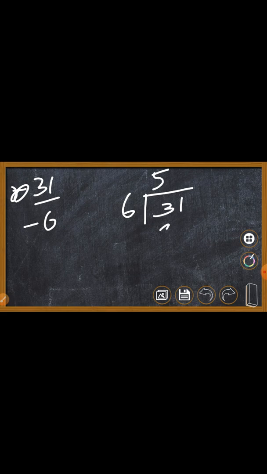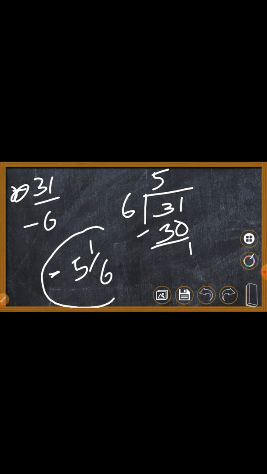So 6 5s are 30, what remains is 1. So the answer is 5 1 by 6, or -5 1 by 6 because there was a negative sign over here. So -5 1 by 6 lies between -5 and -6. Yes or no? Yes, so let's represent -5 1 by 6.